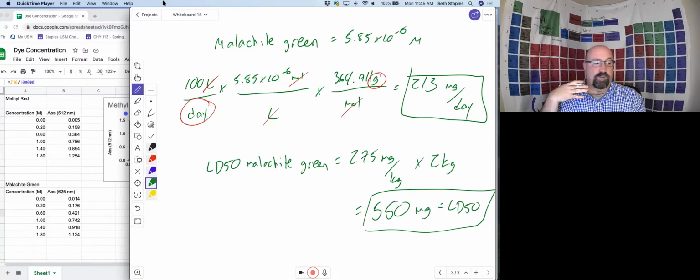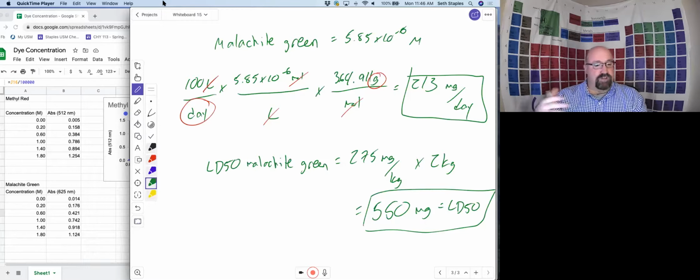LD50 values are sort of averages too. Depending on if there's something different about a particular fish's physiology or metabolism, things like that, then this could be a lethal dose for some fish, but not likely. Because again, remember, the LD50 tells us that 50% of fish who encounter this dosage are going to die. And so it is based on averages. But we can say that most likely, for most fish, this will not be a lethal dose.